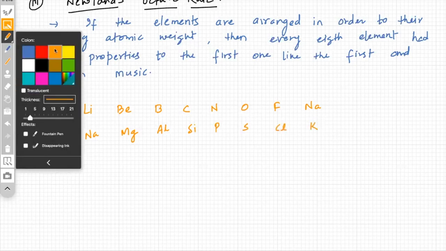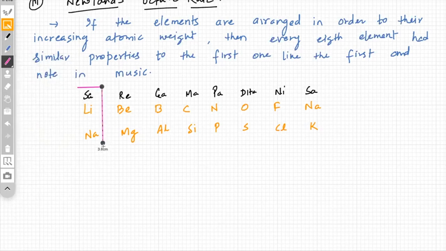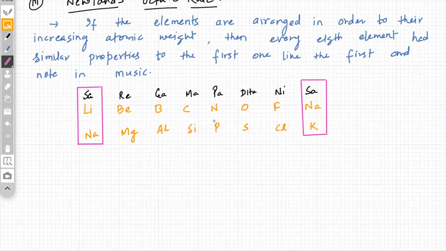So if you compare this with the musical note, Sa, Re, okay, so all these elements have similar properties. Like we have this one, if you compare this and this. Right, similar properties. But yes, this was also not found to be correct for all the elements. Right, and there is no place for inert gas. Inert gas was not discovered. And all elements could not be classified on this basis. And hence, we have discarded this.